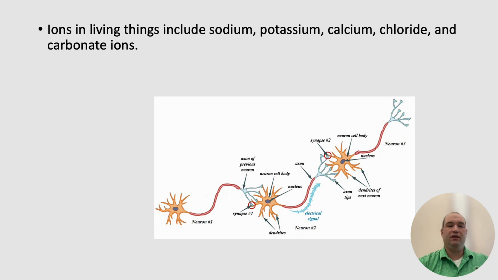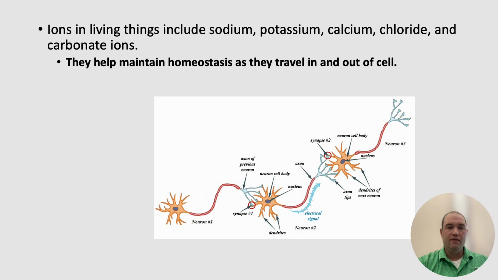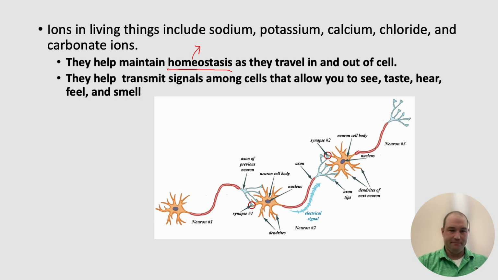So ions in living things include sodium, potassium, calcium, chloride, and carbonate ions. These are important, and this is why you drink electrolyte drinks like Gatorade. They help to maintain homeostasis. And if you remember, homeostasis is the word for maintaining internal conditions. So when you are maintaining homeostasis, you are keeping your body in a balanced state.